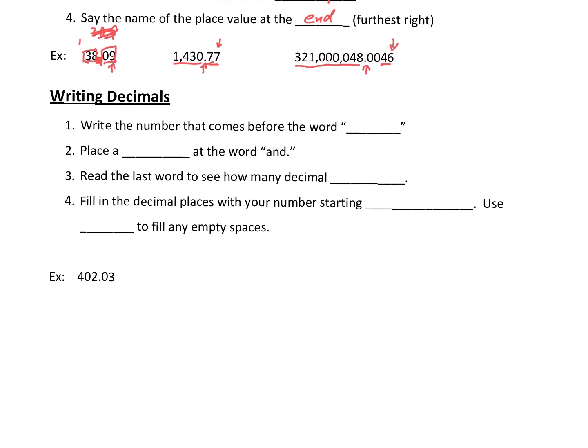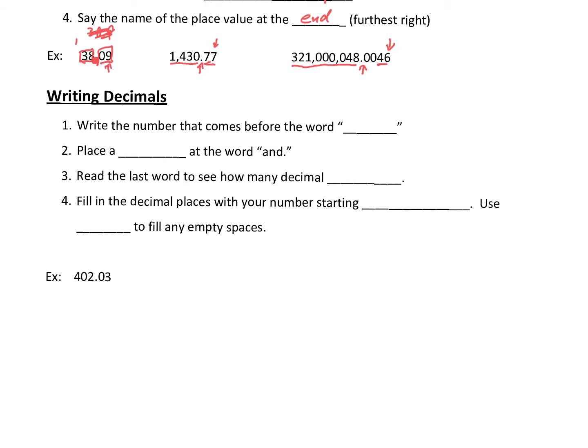All right, now let's talk about writing decimals. We're going to write the number that comes before the word and, just like we did the other day. Then we'll place a decimal point when we say the word and. So we're basically doing what we just did above. We'll read the last word to see how many decimal place values you need. Then we'll fill in the decimal with your number starting at the end. Use zeros to fill in the other spaces.